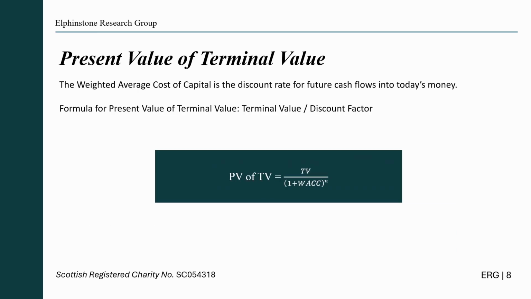It is crucial to remember that the terminal value is a future value, and because it occurs 5 or 10 years away, you must discount it back to the present using the WACC. And using the formula you can see, that is the fraction terminal value divided by the discount factor, and the discount rate is the WACC.